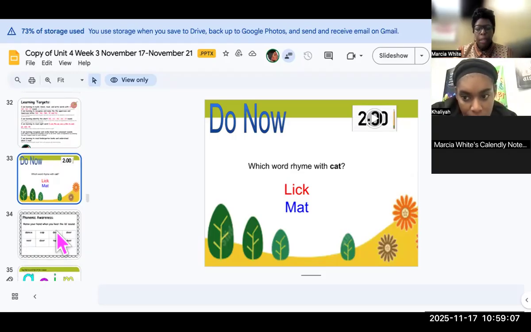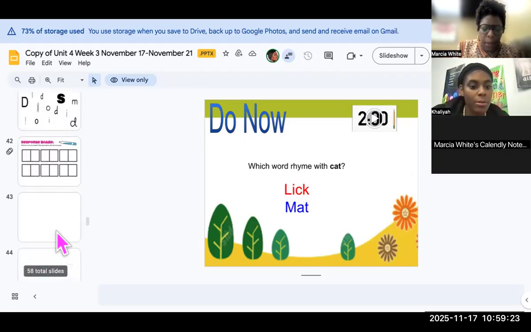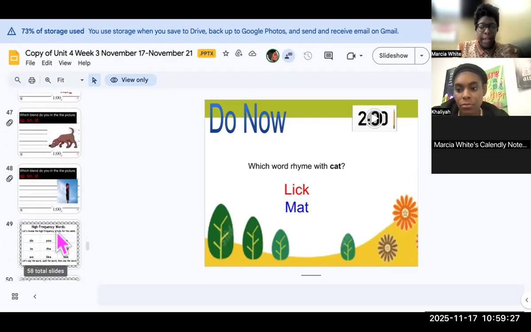So talk to me a little bit about, I know you have several assessments listed. What are your plans on collecting so that you can assess where students are? Like, I see here there's a do now. I think you mentioned an exit ticket as well. Yes, that's all the way at the bottom. Is that what you're going to collect?